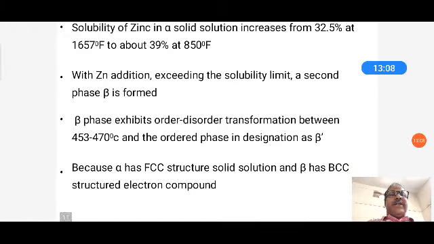With zinc addition exceeding the solubility limit, a second phase beta is formed. The beta phase exhibits order and disorder transformations between 450 and 470 degrees centigrade. The ordered phase is designated as beta prime, because alpha is an FCC structure solid solution and beta is a BCC structure electron compound.